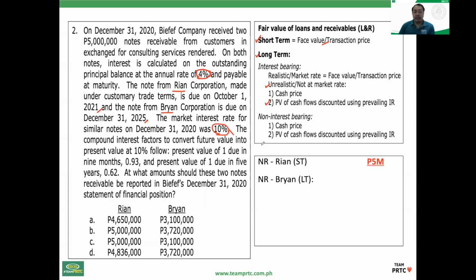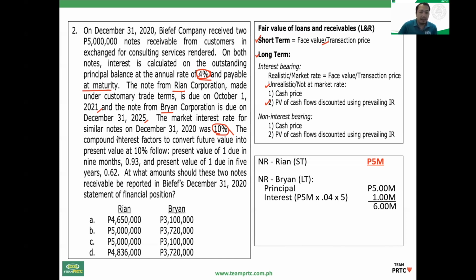Okay? So the note receivable from Brian, the cash flows, principal 5 million. So yung interest, payable siya only at maturity. Kasabay na babayaran ng principal yung interest. So 5 million times 4% times 5 years. So yung principal at yung interest due after 5 years. Total. So anong tawag sa 6 million na yan? Yan yung future value to be collected after 5 years. So ang tanong, yung 6 million na yan, magkano yan today?